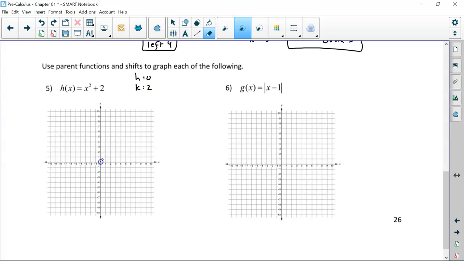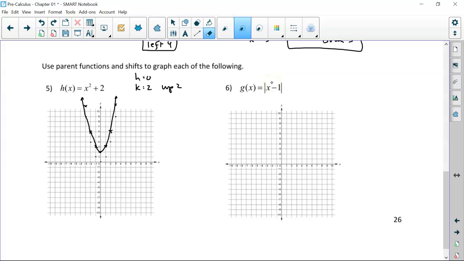Now, our anchor points, 0, 0, 1, 1, 2, 4, 3, 9. Same with the negatives. So what we're going to do is we're going to take each one of those points and we're going to shift them up 2. And we can draw our graph through those points. So that's using the parent function and anchor points, and we're shifting everything up 2. That's our graph.